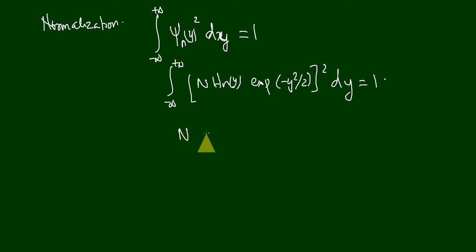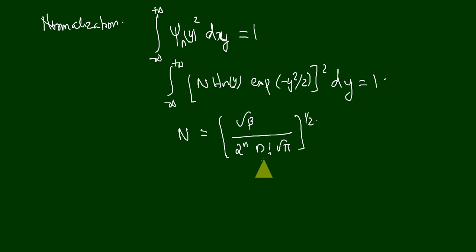Okay, and I am giving the final expression for N from here. N is equal to root of beta divided by 2 raised to n, 2 raised to n factorial, root pi, raised to half. Okay, so N is a normalization factor: root beta divided by 2 raised to n factorial root pi, raised to half.